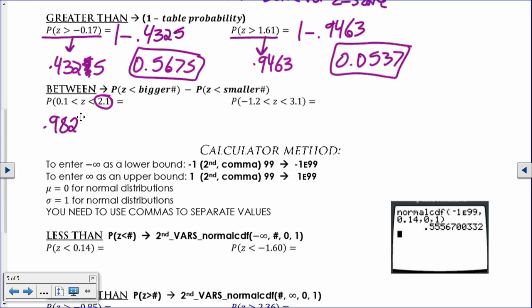0.9821. Correct? Then you want to find the probability of the z-score being 0.1. What's the probability of 0.1? 0.5398.